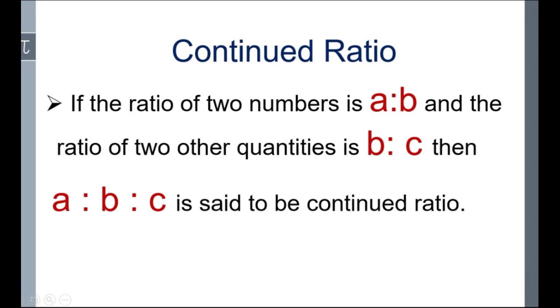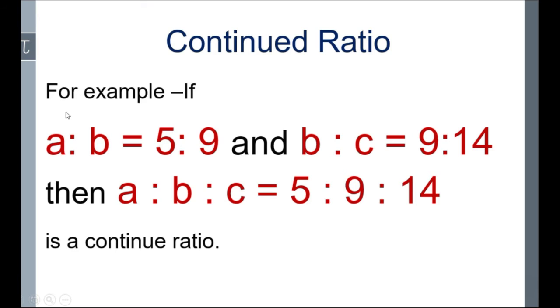So next topic is continued ratio. What is continued ratio? If the ratio of two numbers is A:B and B:C, here we can see that B is common, right? A:B and B:C. The continued ratio can be A:B:C. This is our continued ratio. We can see with the help of example like A:B is 5:9, B:C is 9:14. Then A:B:C is 5:9:14. This is called continued ratio.